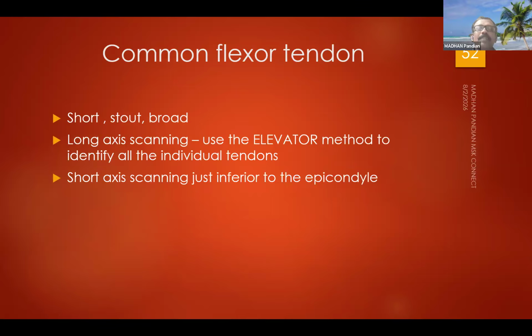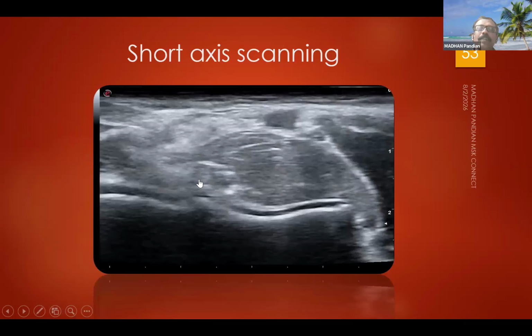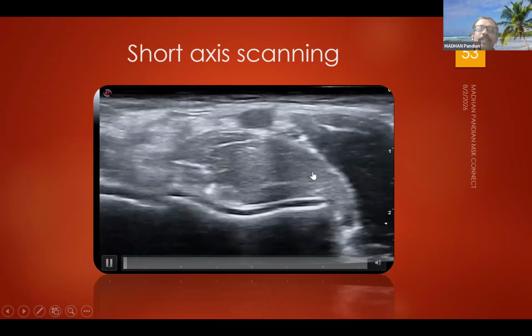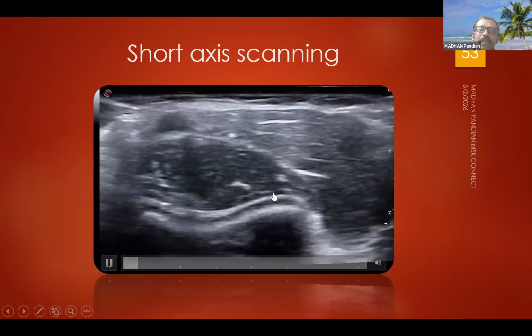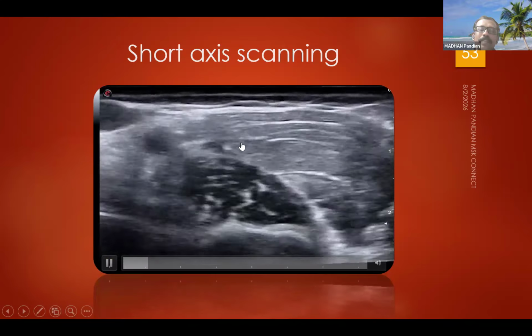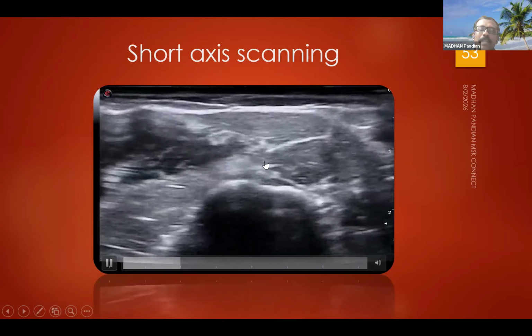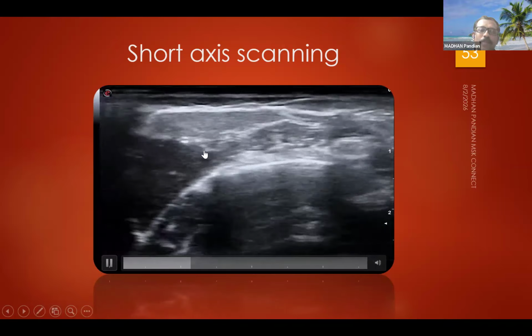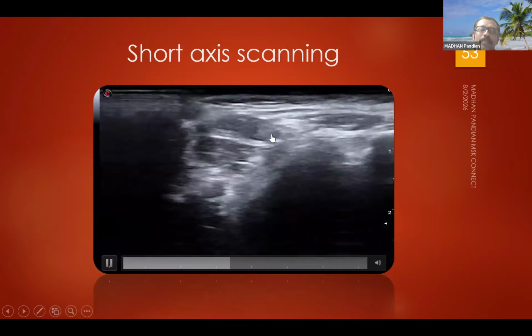The common flexor tendon is slightly shorter, stouter, and broader than your common extensor tendon. Use the elevator method. Like I always say, there is a different type of scanning which you need to do; that itself is a different session. You could do both long axis and short axis scanning just inferior to the epicondyle. This is the short axis scanning. You can see that's the brachialis, and this is the pronator teres. Go more medially, and you can see all the muscles and tendons related to the common flexor tendon.